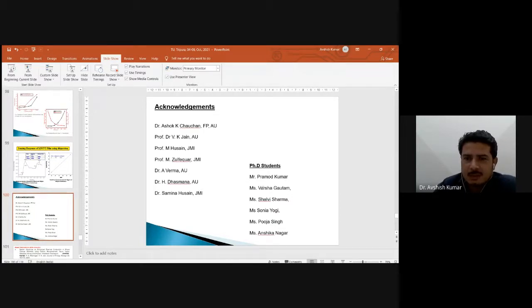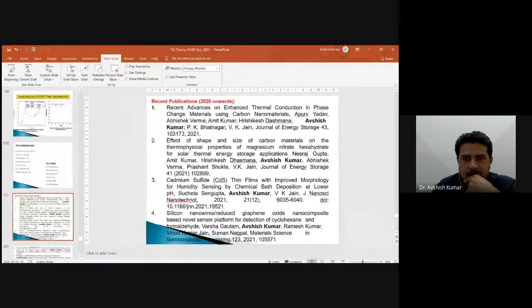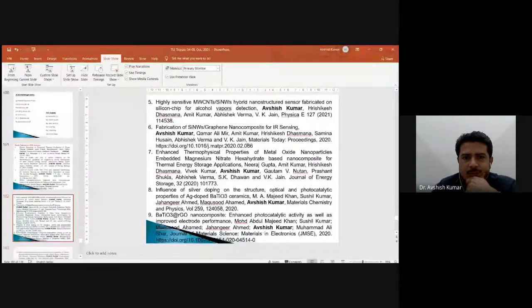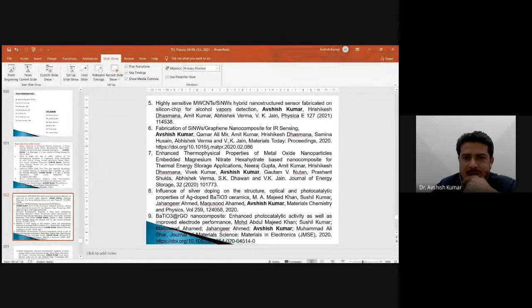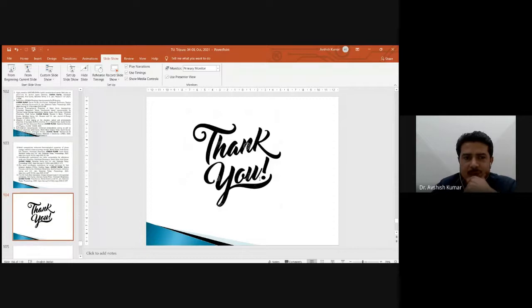These are my PhD students, Varsha, Gautam, Shalvi, Sonia, Pooja, and this is the project student. These two are working on different projects. These are our recent publications, which we have published from 2020 onwards. Some papers are on sensors, IR sensors, and graphene composite based sensors, recently published in 2020 and 2021.